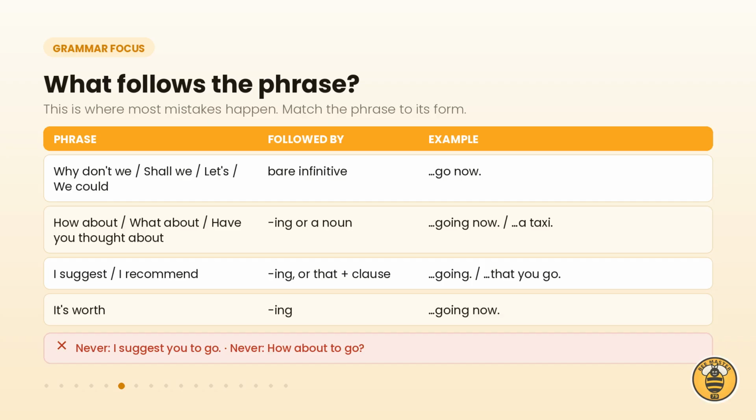I suggest and I recommend take the ing form or the word that plus a clause. I suggest going, or I suggest that you go. And it's worth takes the ing form. Two sentences you should never say: I suggest you to go. And how about to go?